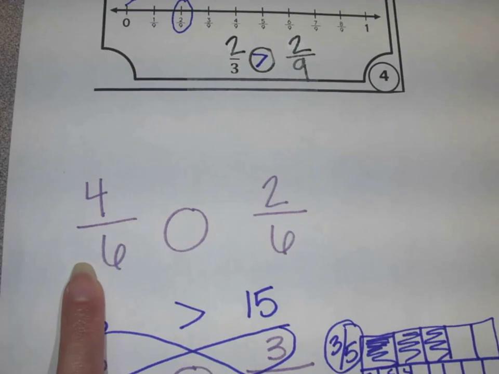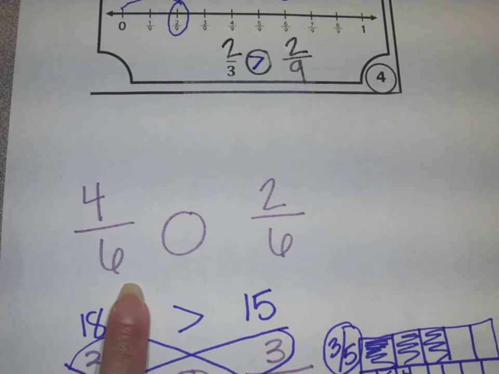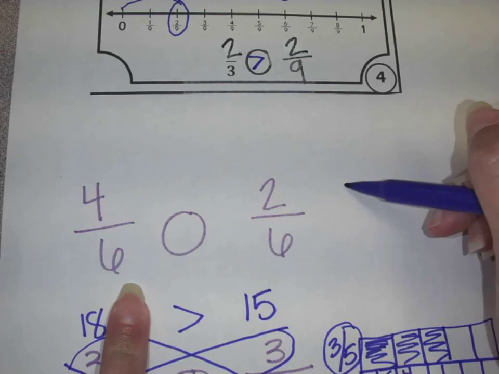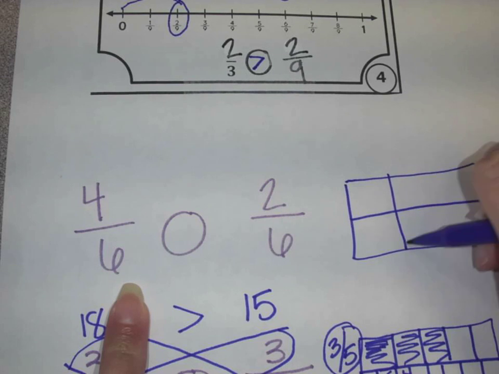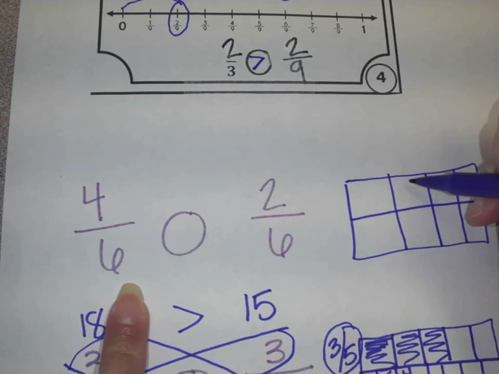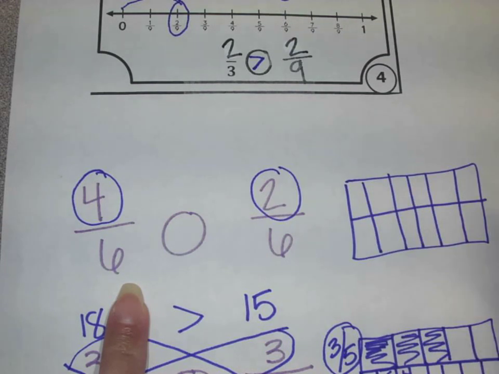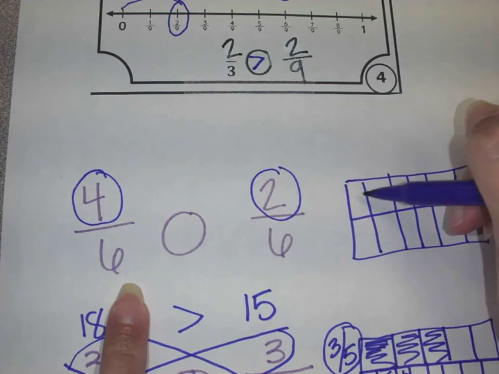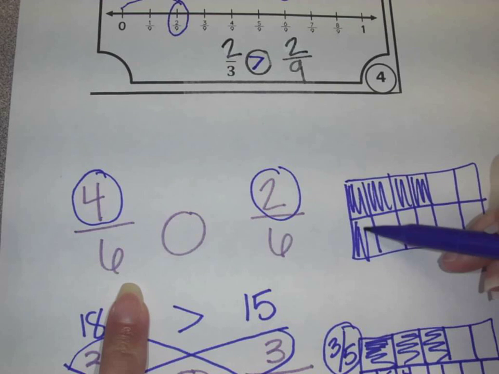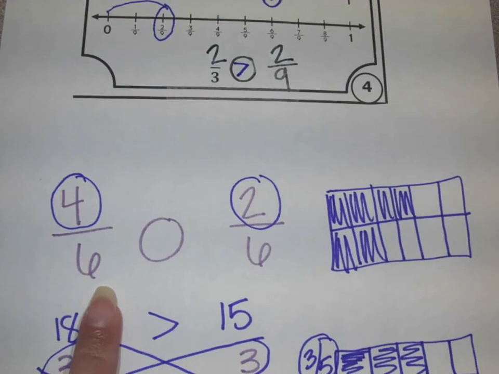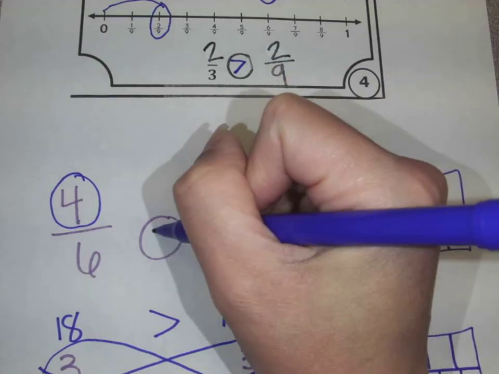Let's compare these fractions. These fractions have the same denominator. When they have the same denominator, y'all, they're divided equally, right? They're both divided into 6 equal parts. So you need to just look at the numerator, and whichever number is larger is the larger fraction. So look, here's 4/6 that are shaded, and here are 2 equal parts that are shaded. As you can see, 4/6 is shaded more, so that's the larger fraction.